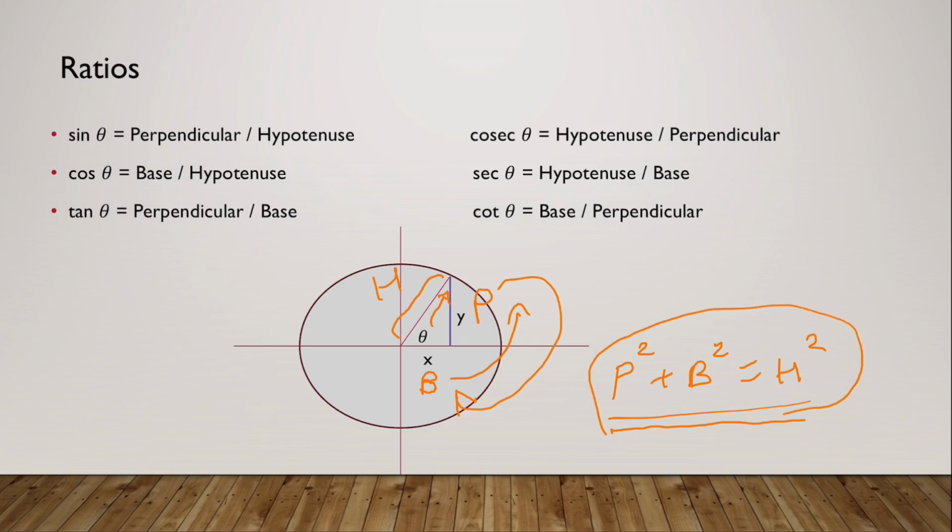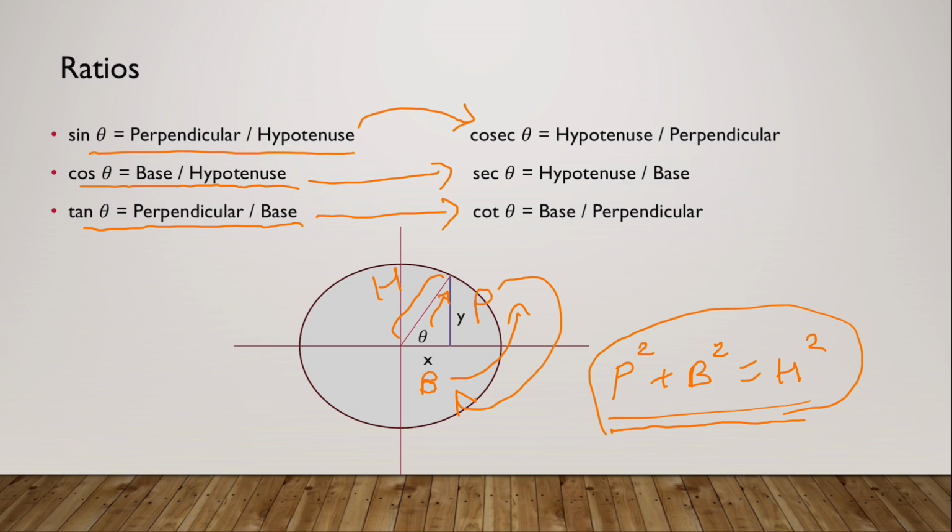Now the ratios are as follows. Sine theta is perpendicular upon hypotenuse, cos theta is base upon hypotenuse, tan theta is perpendicular upon base. And their reciprocals: sine theta has the reciprocal cosec theta, which is h upon p. Sec theta is h upon b, which is hypotenuse upon base, and cot theta is base upon perpendicular.